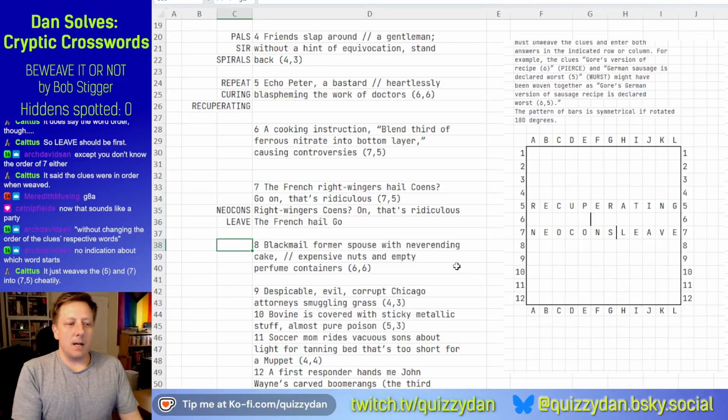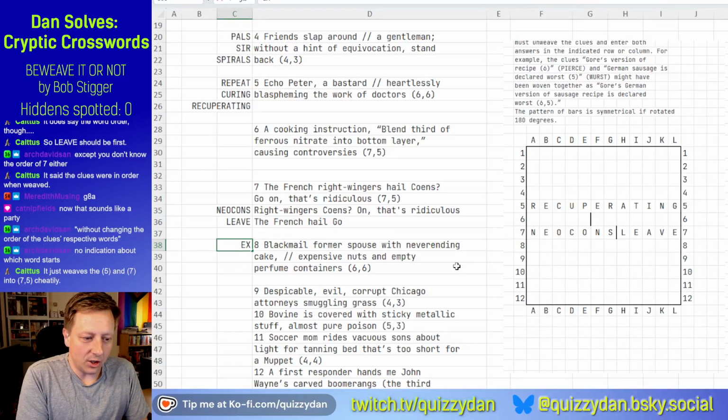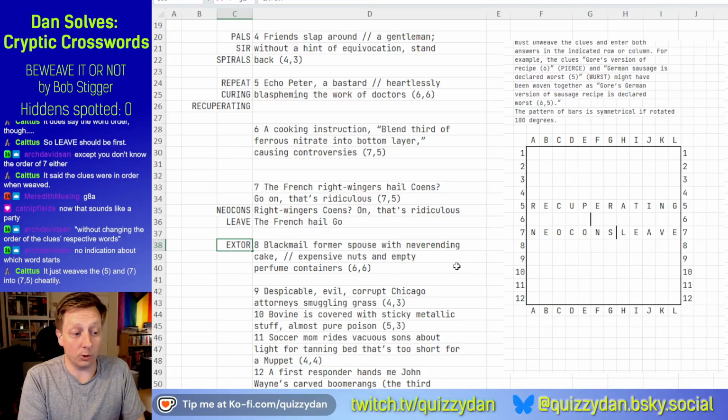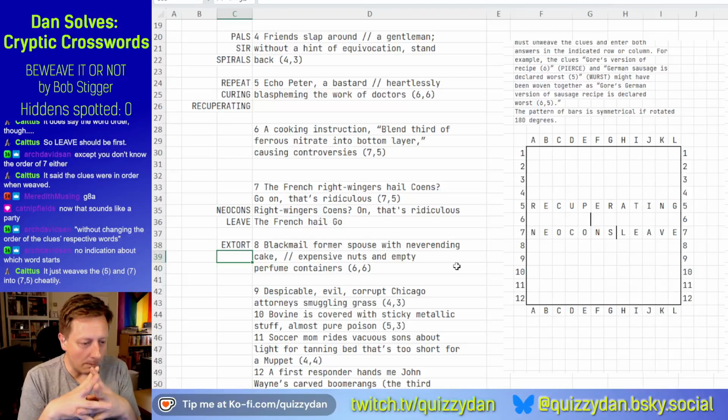So blackmail is your definition. Former spouse is an X, and a never-ending cake, which is always an excellent idea, is a tort, T-O-R-T-E, take off the last letter, extort. But what about the second half? Expensive nuts and empty perfume containers.